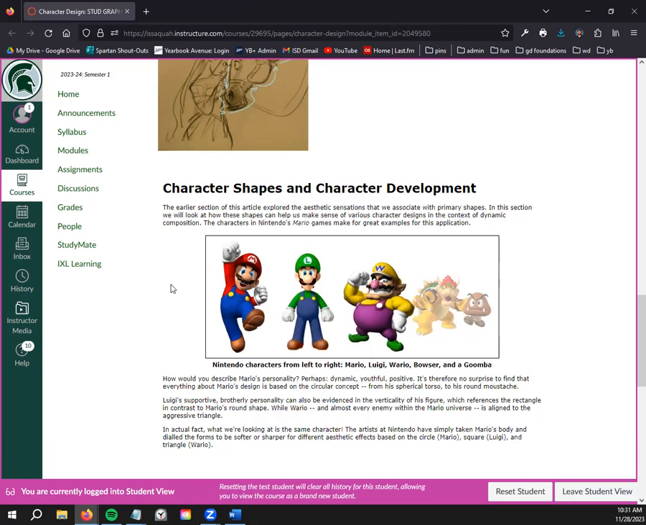So if we look at Mario, what are some of the first words that come to mind when you look at Mario? Ignore everybody else. What are some of the first words you guys think of when you see Mario? He's too jumpy. Okay. Energetic. Could that be interpreted as energetic? Yeah. Sure. Yeah, cheerful. Okay. Cheerful, energetic. What else we got?